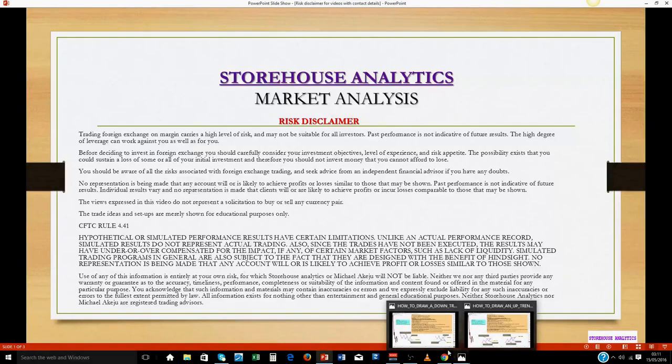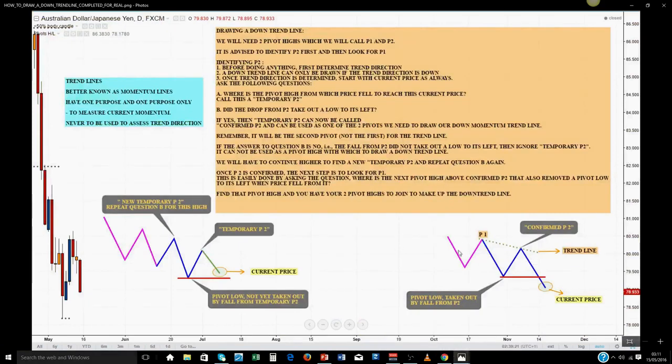Okay, so let us go through. We're going to start with the downtrend line. This is a picture of my annotations on the TradingView chart. I thought I'd use the picture, and then we'll go into the charts at the end to actually run through the whole system as described here. So we'll start with drawing a downtrend line.